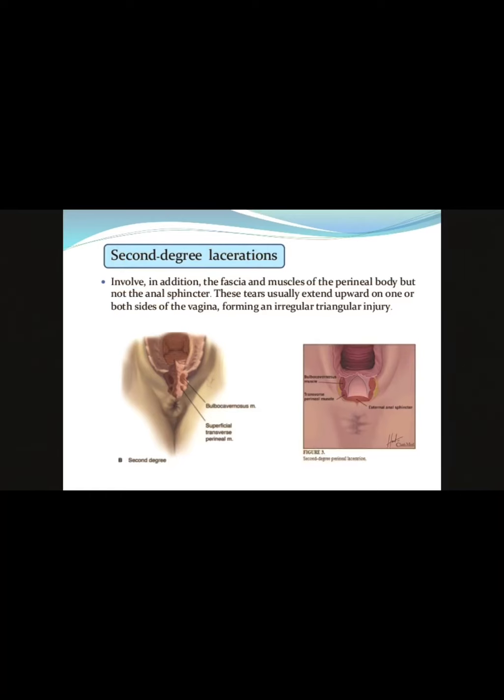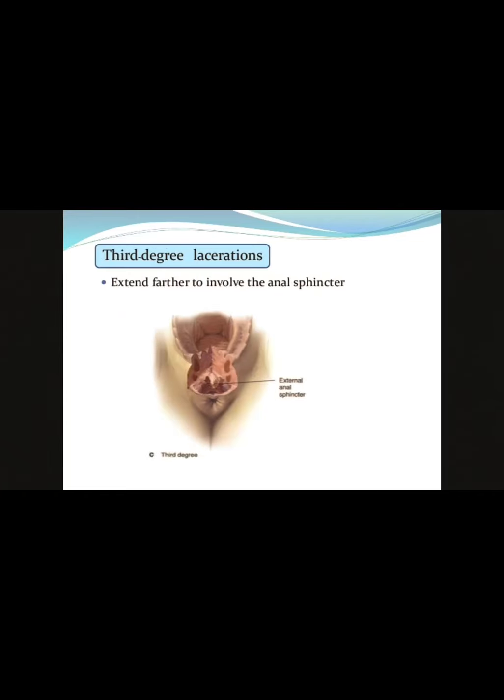Second degree lacerations involve, in addition, the fascia and muscle of the perineal body, but not the anal sphincter. These tears usually extend upward on one or both sides of the vagina, forming an irregular triangular injury. As you can see in the picture, there is a triangular injury and also involvement of muscles like the bulbocavernosus muscle and superficial transverse perineal muscles.